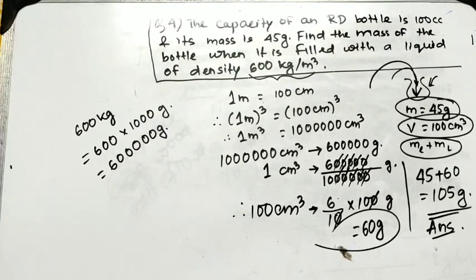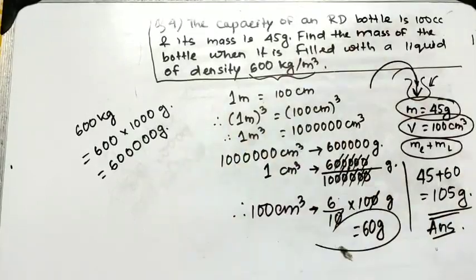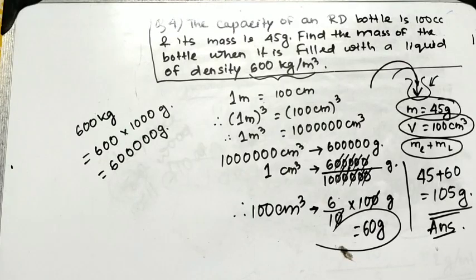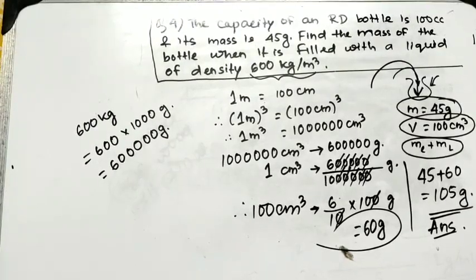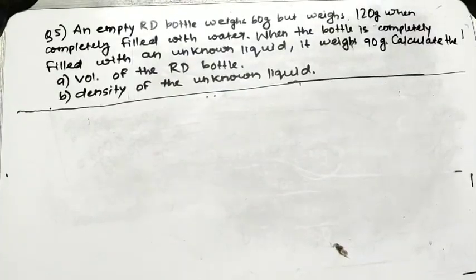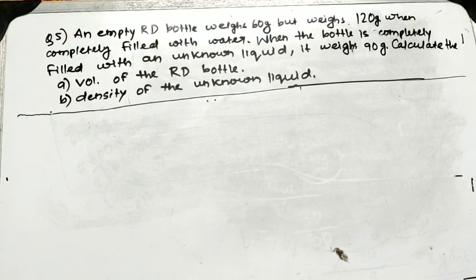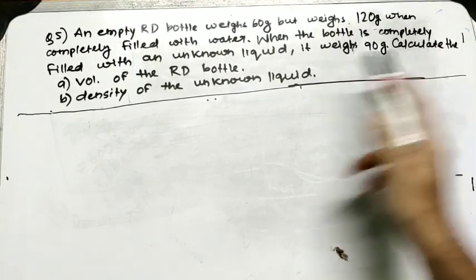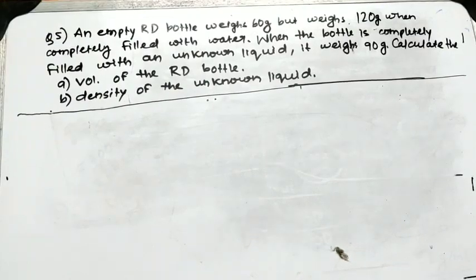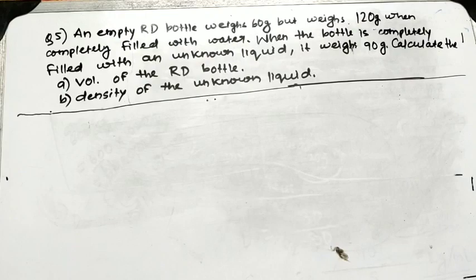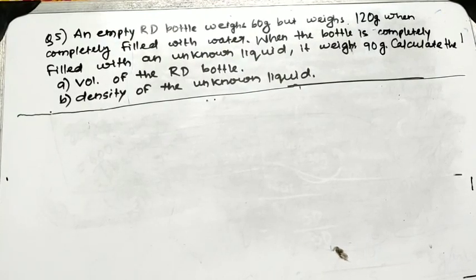So this is the complete scenario, and we have to do our last sum, question number 5. Okay, let's proceed to question number 5. So we got our question number 5, which says an empty RD bottle weighs 60 gram but weighs 120 gram when completely filled with water. When the bottle is completely filled with an unknown liquid, it weighs 90 gram. Calculate the volume of the RD bottle and the density of the unknown liquid.